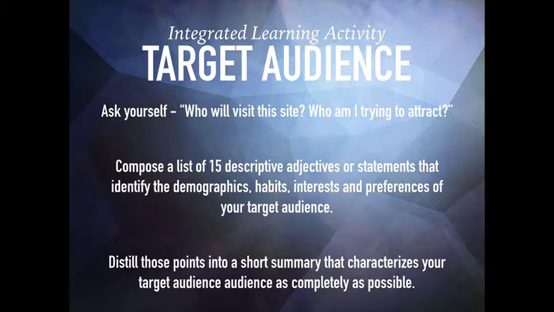So this exercise is pretty simple. You're going to ask yourself, who's going to visit this site and who is it that I'm trying to attract with this site? And in doing that, you're going to list 15 descriptive adjectives or statements that identify the demographics, habits, interests, and preferences of your target audience. So let's just do a quick for instance, for the purposes of an example for Garrett, who's listening to this archive, right? A description of someone who would go to Real Deal Tacos.